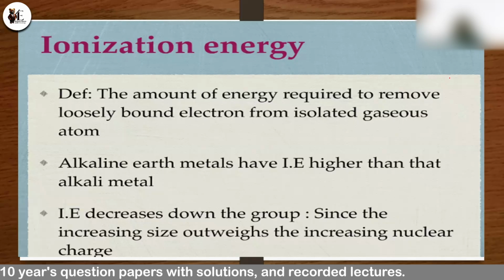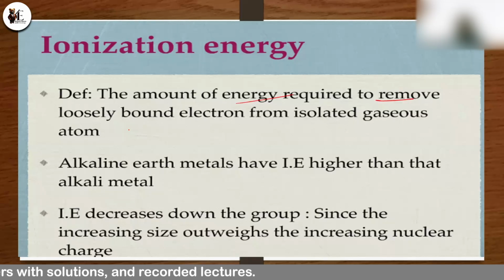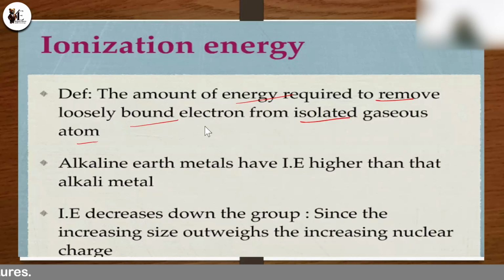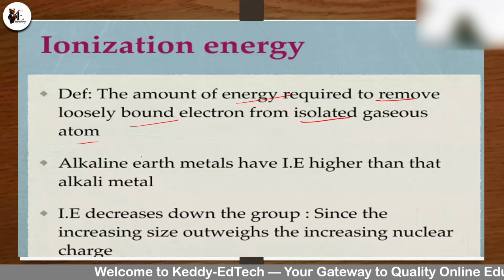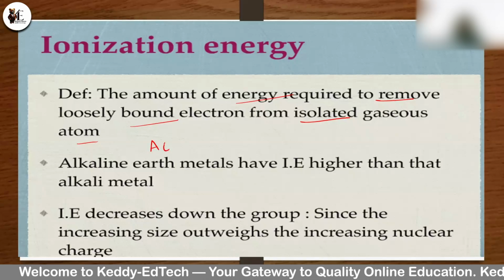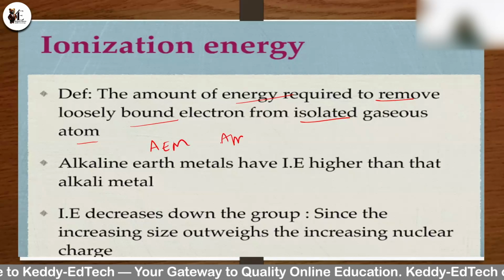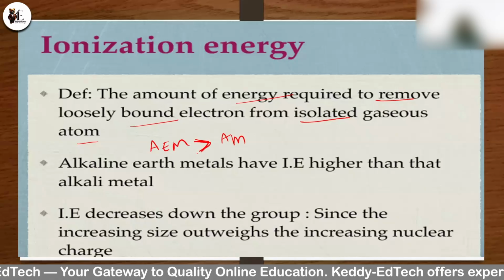So, what is ionization energy? The amount of energy which is required to remove the loosely bound electron from an isolated gaseous atom. We take the gaseous atom because we want to make it free from any other considerations. So, which has higher ionization energy, alkaline earth metals or alkali metals? Alkaline earth metals have higher ionization energy.